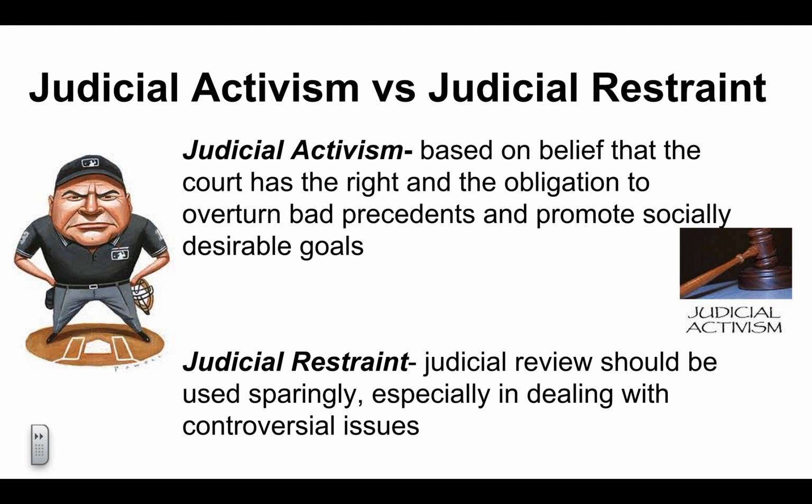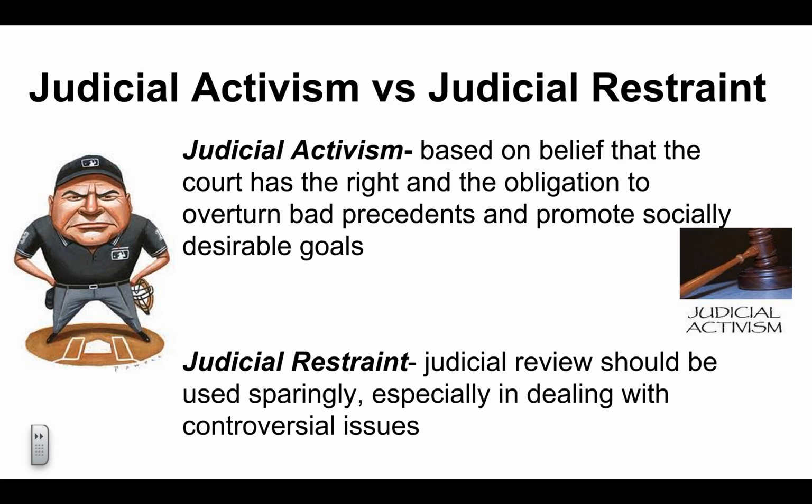The last slide here is on judicial activism versus judicial restraint. Earlier we talked about judicial review, which gave the Supreme Court the ability to look at cases and determine whether they're constitutional or not. So this gives judges the role of interpreting the Constitution. And there's judicial activism, which is based on the belief that the court has the right and the obligation to overturn bad precedents and promote socially desirable goals.